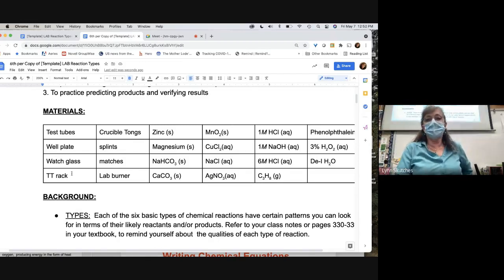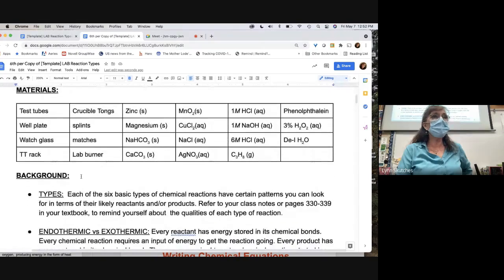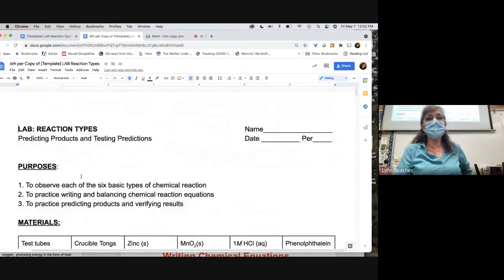All right. Everybody needs a writing implement. Everybody needs to look. They're in the back.